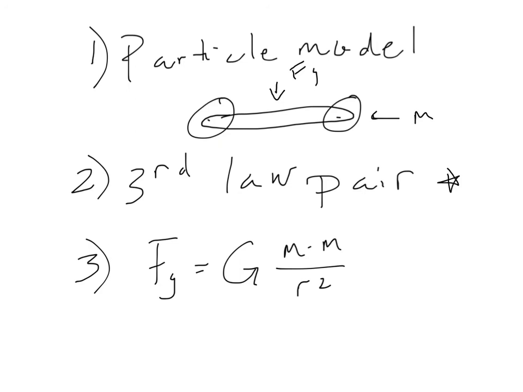And then finally, we've got this fancy equation down here, F of g equals G, which is a fancy constant you do not need to know because you can look it up on Wikipedia. But you do need to understand that the relationship between mass and gravity is a product, and the distance is a square, or the inverse square relationship. So as they get further away, the gravitational force gets smaller and smaller more rapidly.